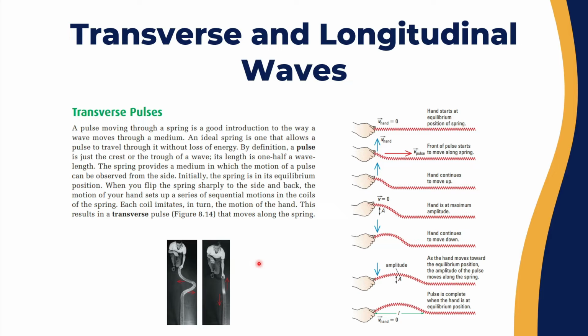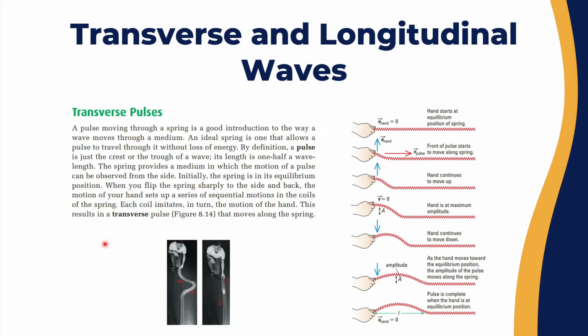And as I said, for the rope, in most cases you have transverse waves that are going sideways, either in the x direction or in the y direction. So we can define the transverse pulses. A pulse moving through a spring is a good introduction to the way a wave moves through a medium. An ideal spring is one that allows a pulse to travel through it without loss of energy. The pulse is just the positive hump or the negative hump of the wave. Its length is 1/2 the wavelength. The spring provides a medium in which the motion of the pulse can be observed from the side.